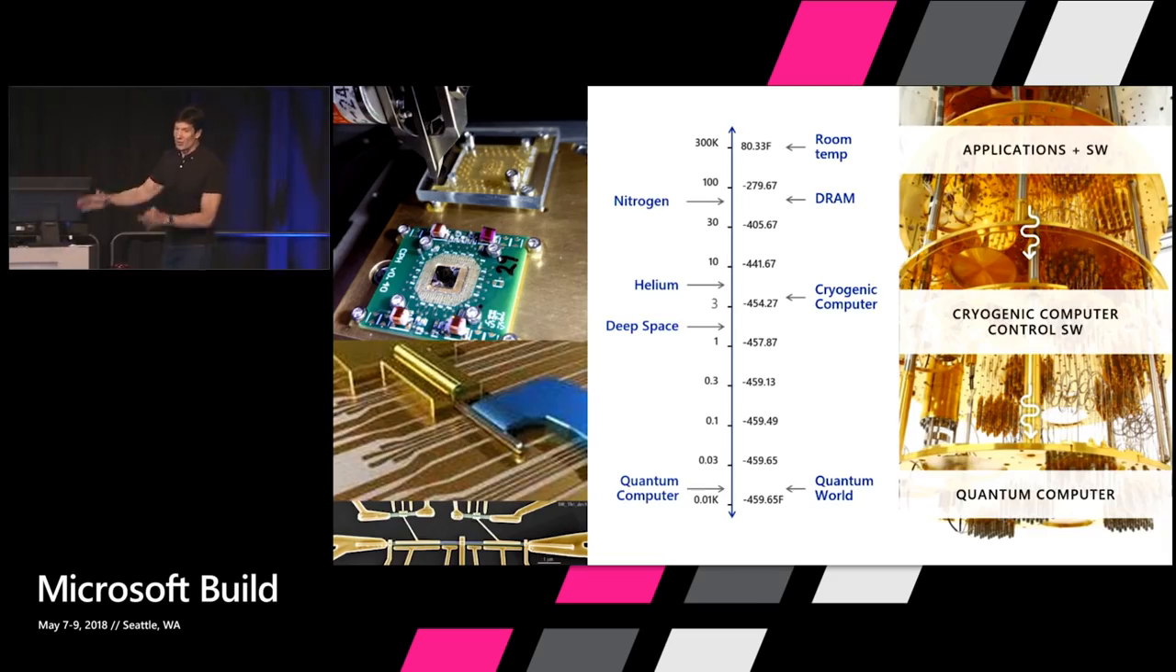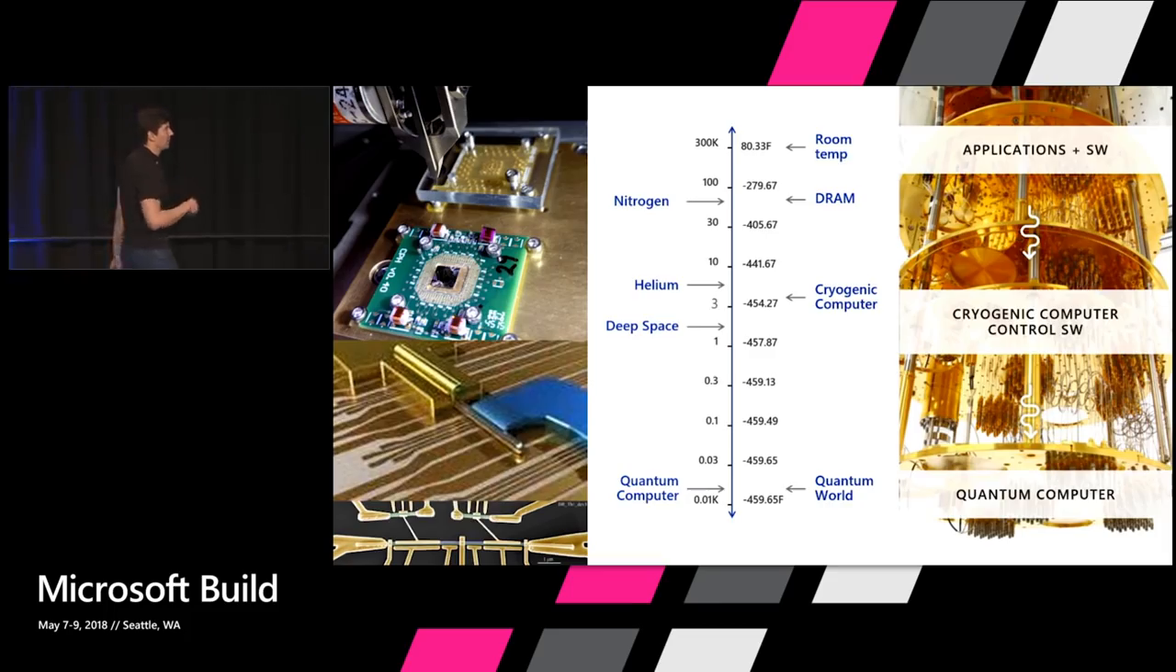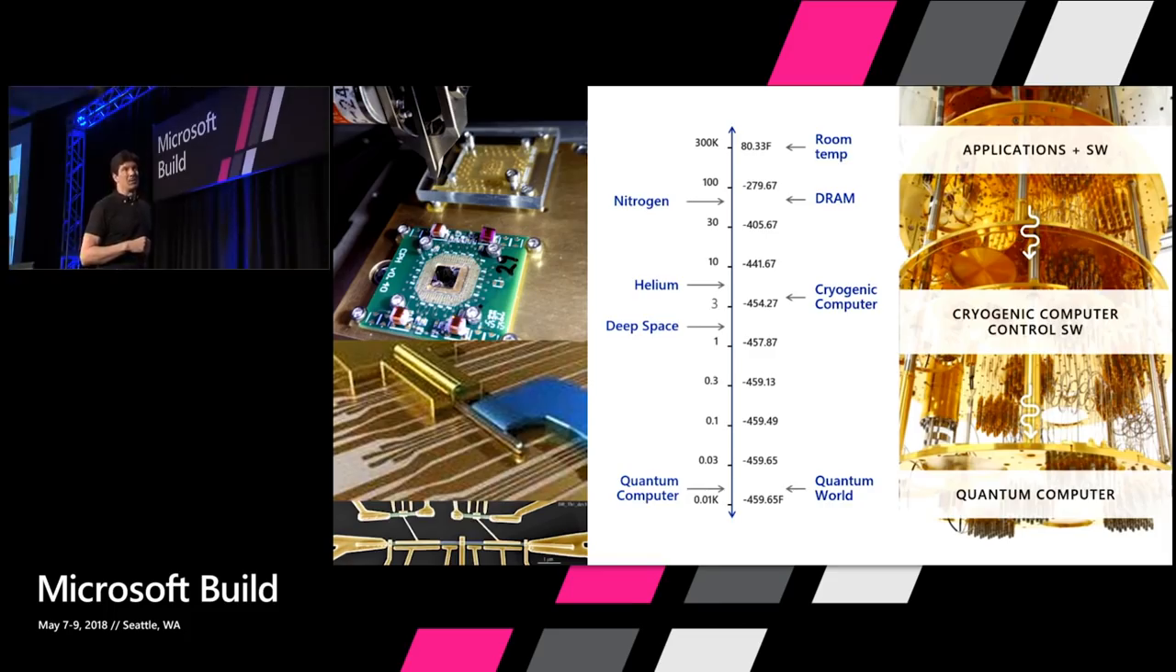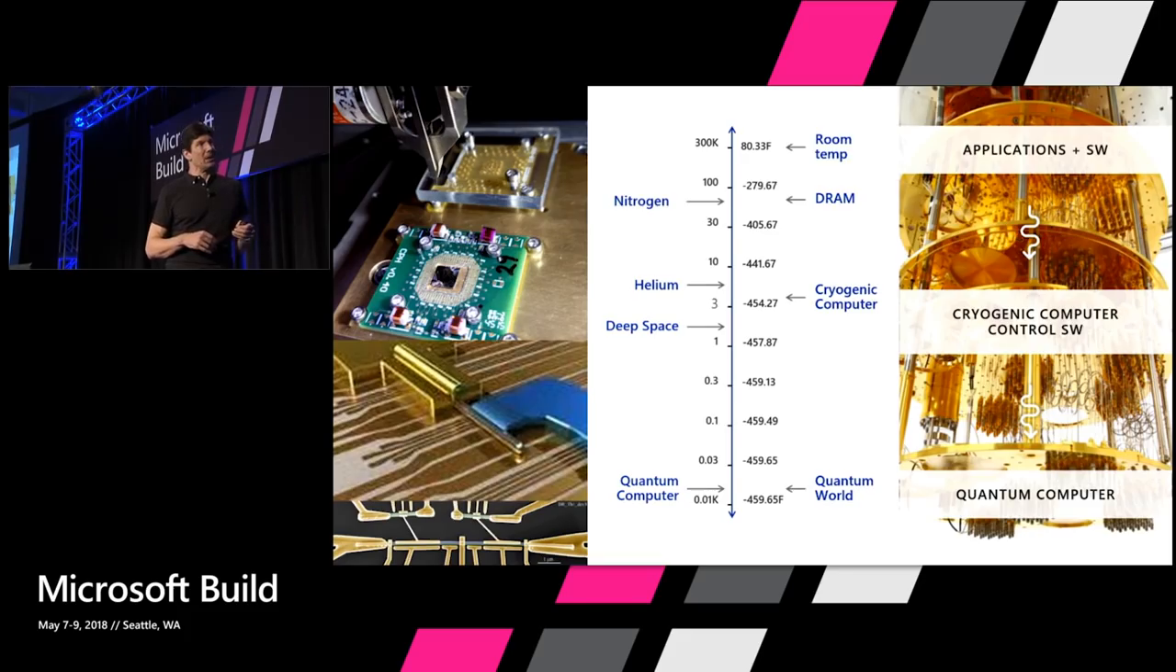Then, to control the quantum computer, we can't control it from standard hardware because that's just too incompatible. The temperature differences, the speed differences are too high. So we've got to create a cryogenic computer to control the quantum computer that operates at about negative 453 degrees, cooled with liquid helium.